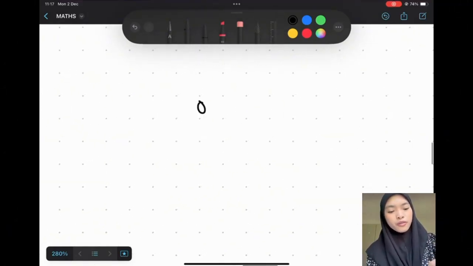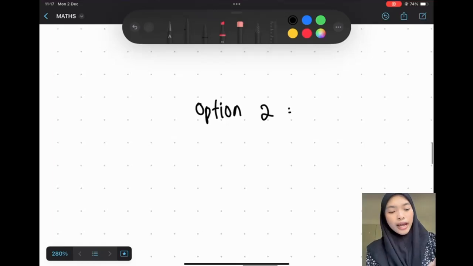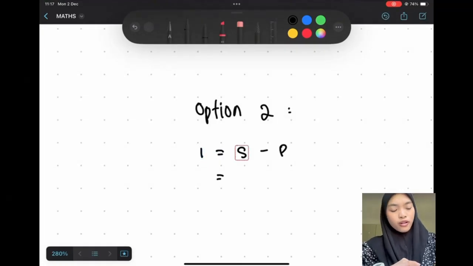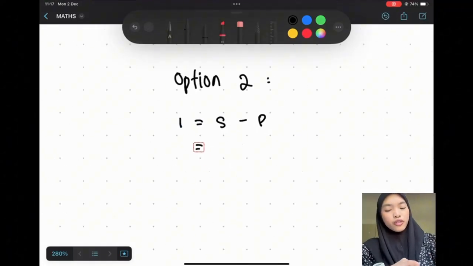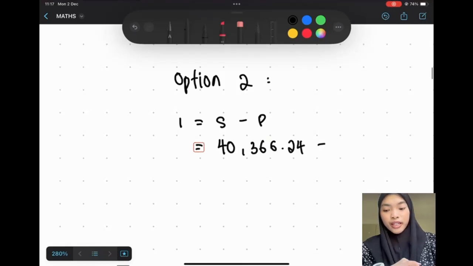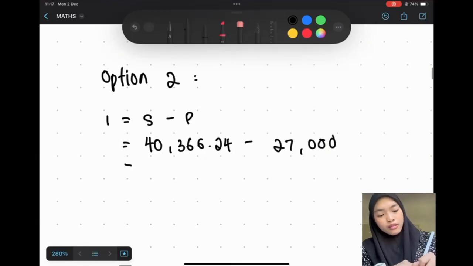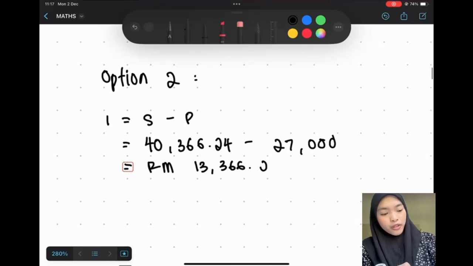For option 2, the same formula, I equals S minus P. So for option 2, the S, we got 40,366.24, minus the P, 27,000. So we calculated, we got 13,366.24.